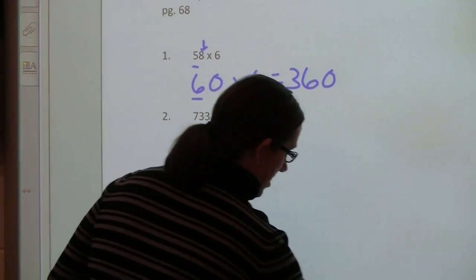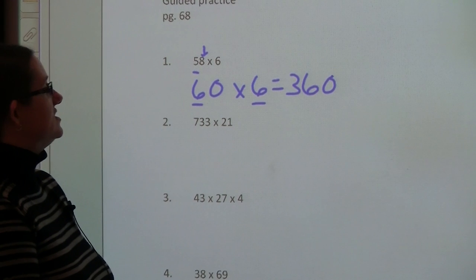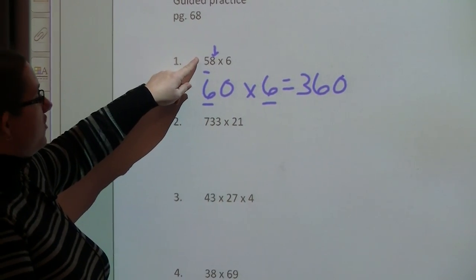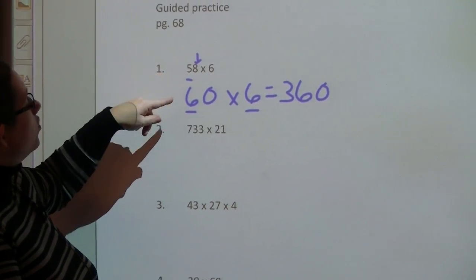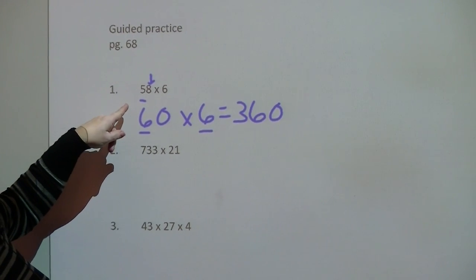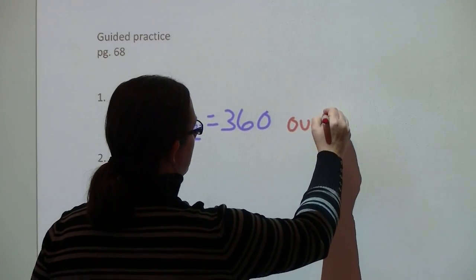Now the next question they want us to answer is, is this an overestimate or an underestimate? So let's look at the number we rounded. 58, did we round up or did we make it smaller? We rounded up, so we made this number bigger, so this becomes an overestimate.